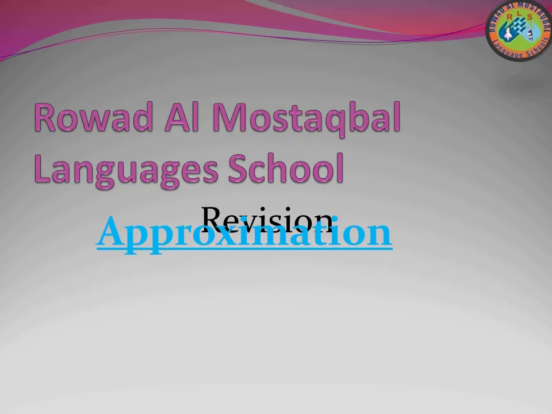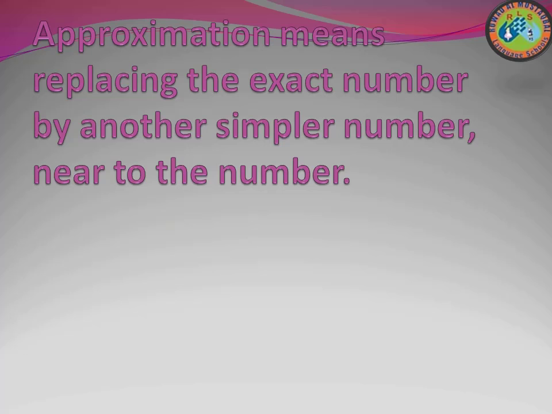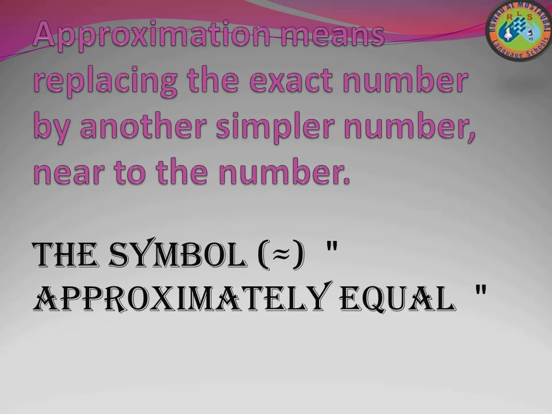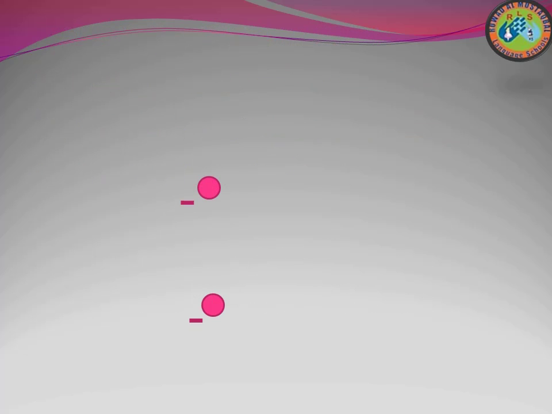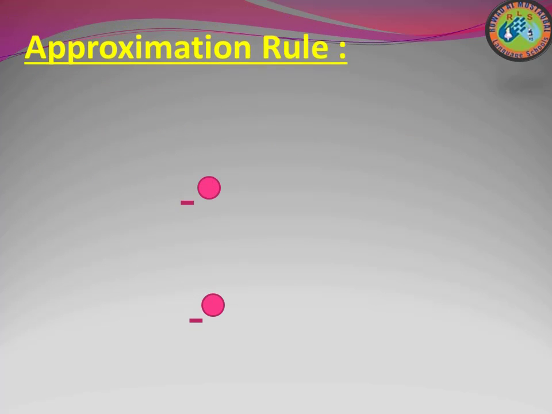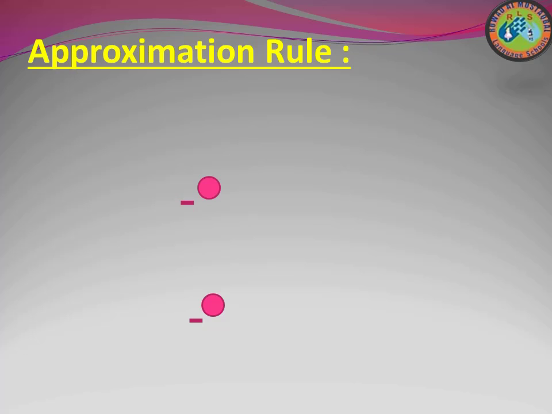Revision on approximation. Approximation means replacing the exact number by another simpler number near to the given number. This symbol is the symbol of approximation and it means approximately equal. Here I have the approximation rule.